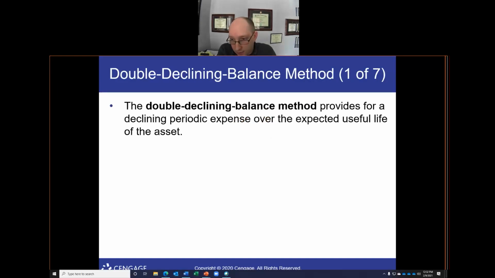Moving on, double declining balance. Double declining balance provides exactly what it says. We double the decline at the beginning of its useful life, declining the periodic expense over the expected useful life. I'll show you how it works.